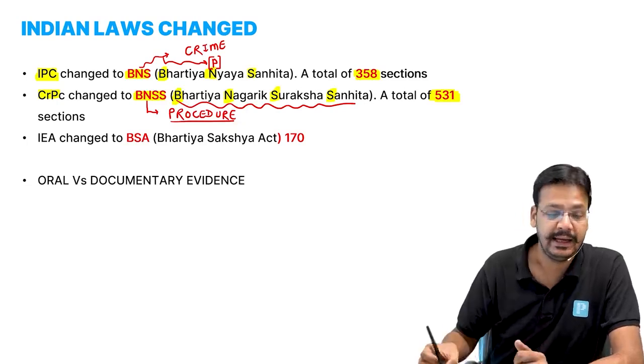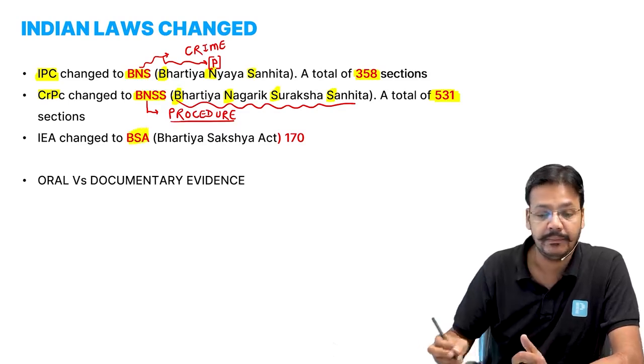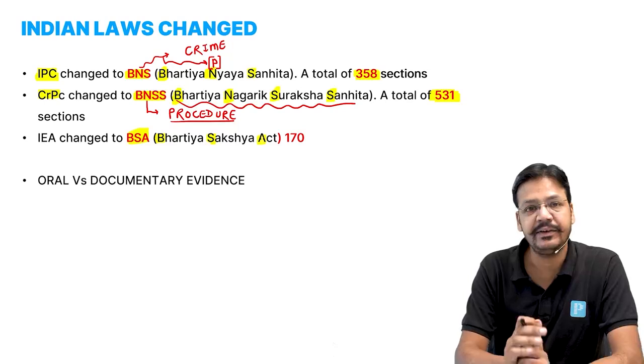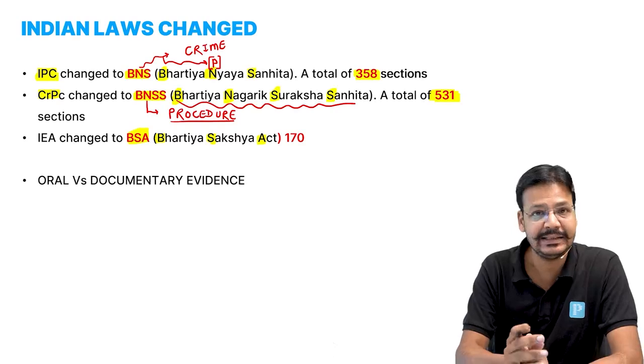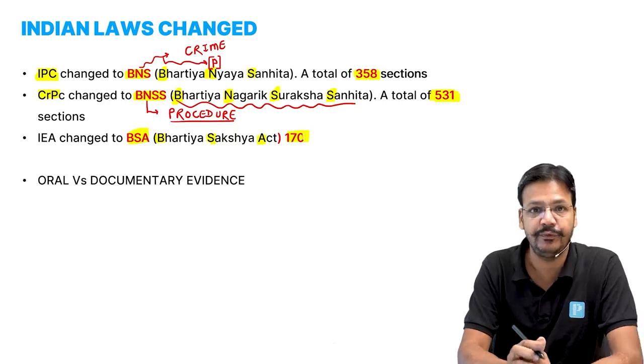Now IEA, Indian Evidence Act, has been converted in BSA, Bharatiya Sakshya Adhiniyam. All evidences and witnesses are discussed in BSA. The number of sections in BSA are 170.